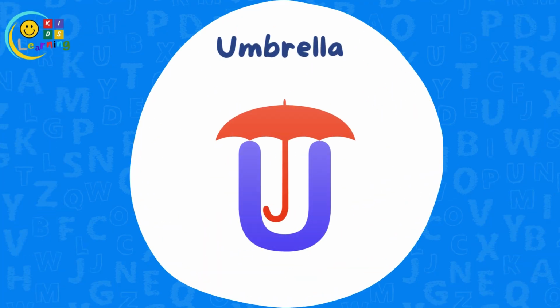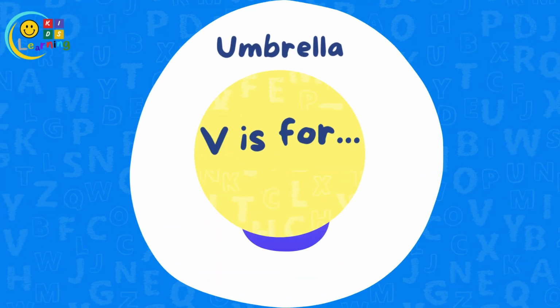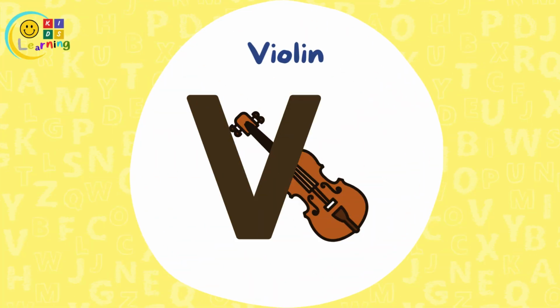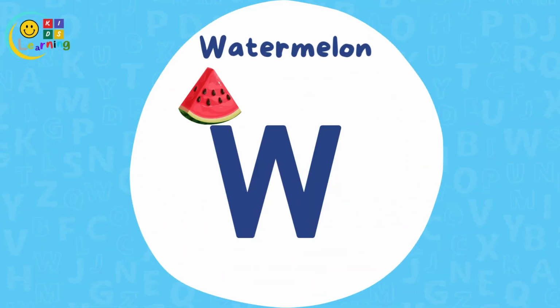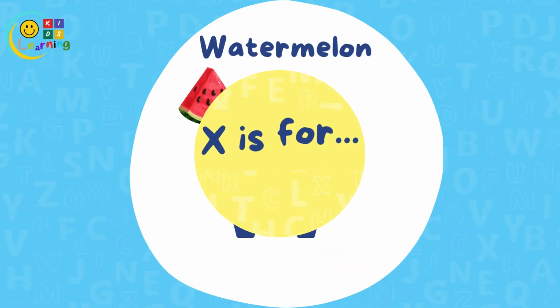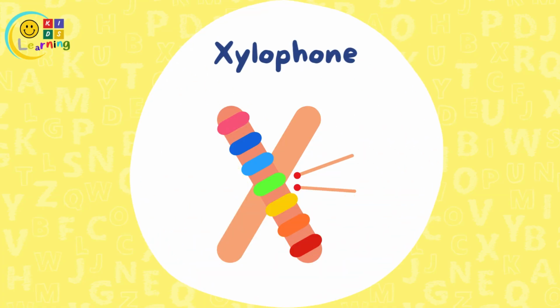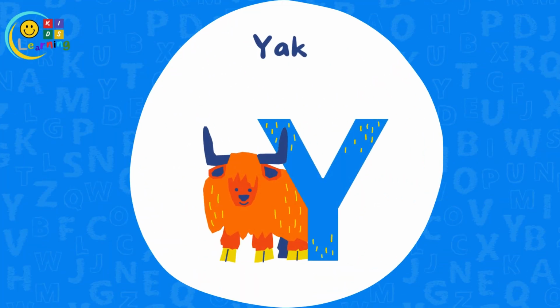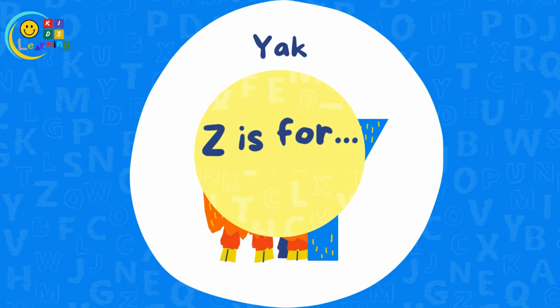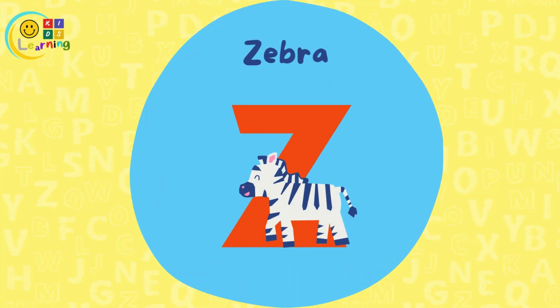U is for umbrella. V is for violin. W is for watermelon. X is for xylophone. Y is for yak. Z is for zebra.